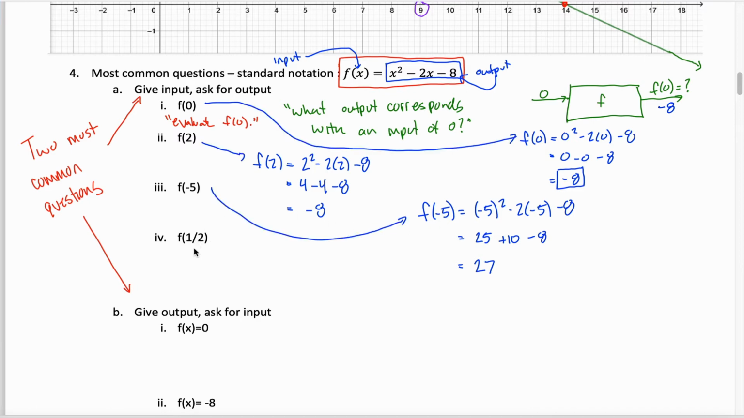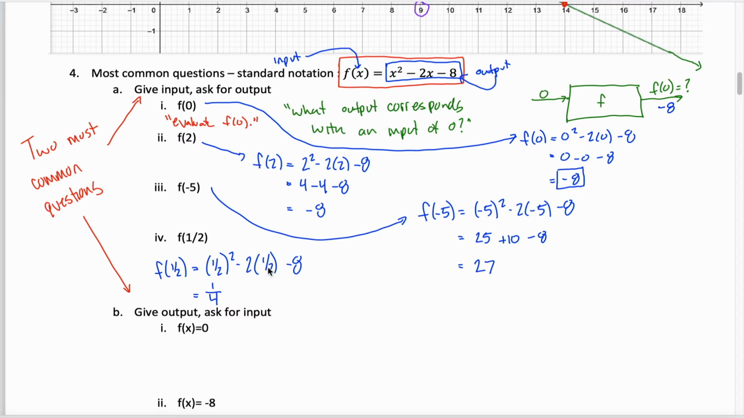Finally, in the interest of practicing a little bit more arithmetic, there's no reason I couldn't put in a fraction like 1/2 as my input into this machine. F of 1/2 would just be equal to 1/2 squared minus 2 times 1/2 minus 8. Let's see, 1/2 squared means 1/2 times 1/2. And when you multiply fractions, you multiply straight across. So in the top, I would have 1 times 1. And in the bottom, I would have 2 times 2. So 1/2 squared is 1/4.